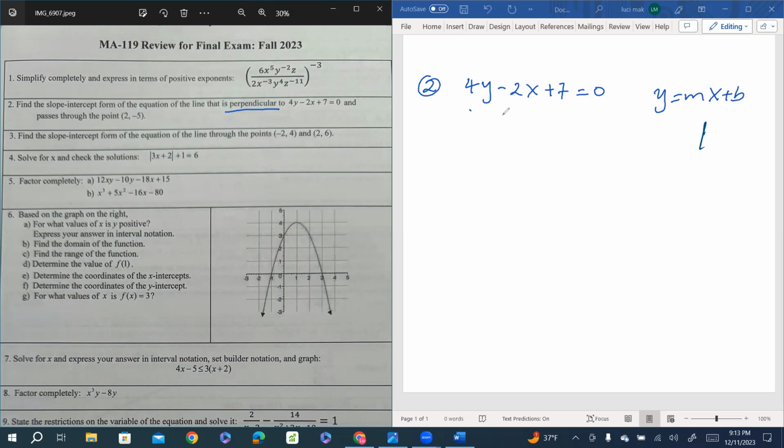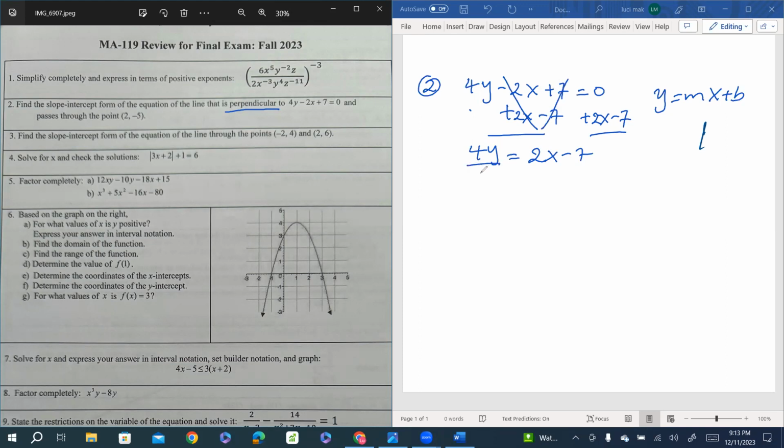So let's add 2x and subtract 7 on both sides. So we have 4y, which is equal to 2x minus 7. Negative 2x, positive 2x cancels, positive 7, negative 7 cancels.